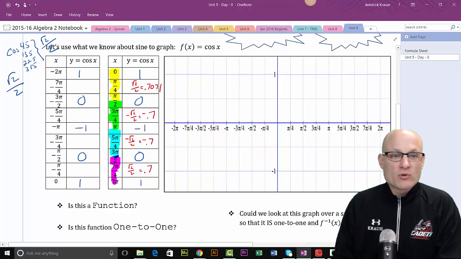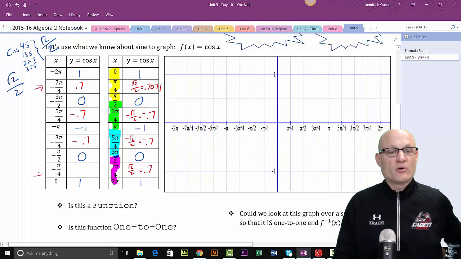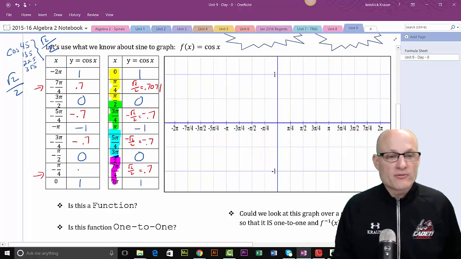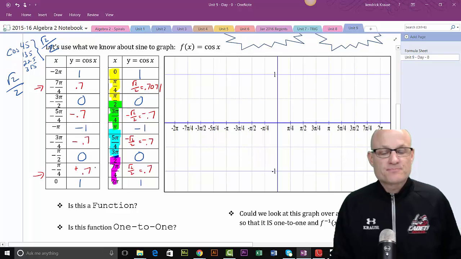This is the fourth quadrant, so 0.7. This is the third quadrant, negative 0.7. This is the second quadrant, negative 0.7, and this is the first quadrant, or actually negative pi over 4 is actually the fourth quadrant. I apologize for that. And this would be positive 0.7. So what you're going to notice, and we're going to start right here.